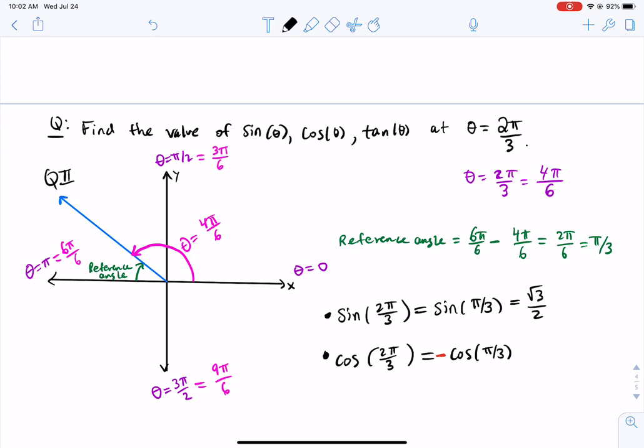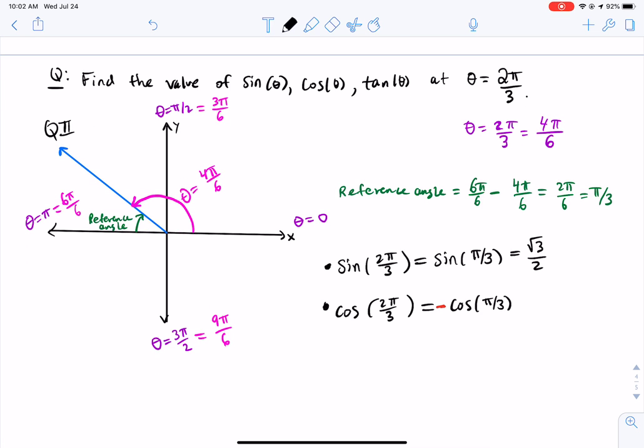When we find a reference angle to evaluate sine or cosine or tangent, all we have to do is figure out the sign, whether it's positive or negative. In this case, it's negative. So what are we going to get? Negative 1/2.